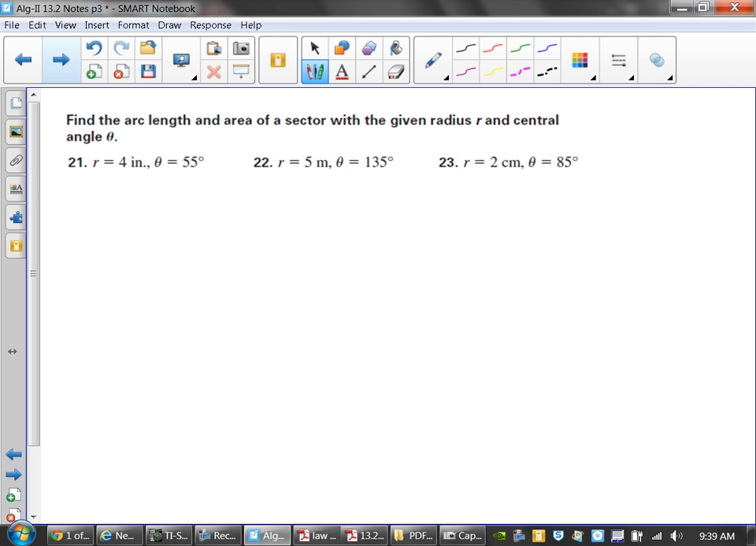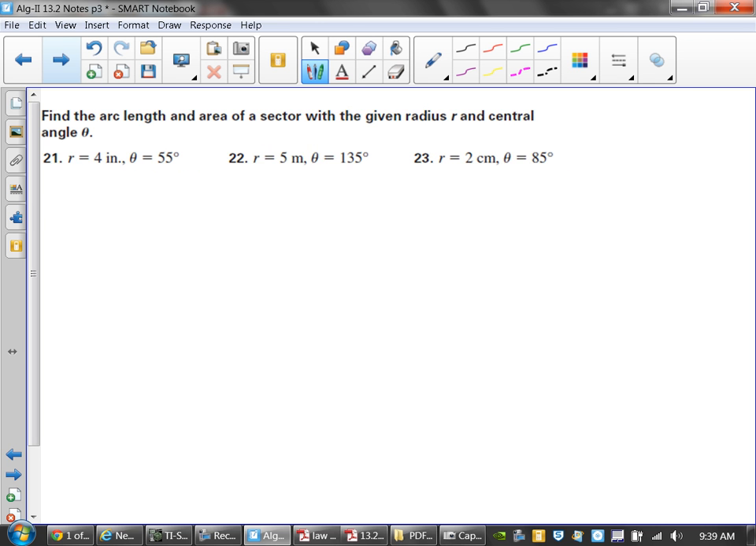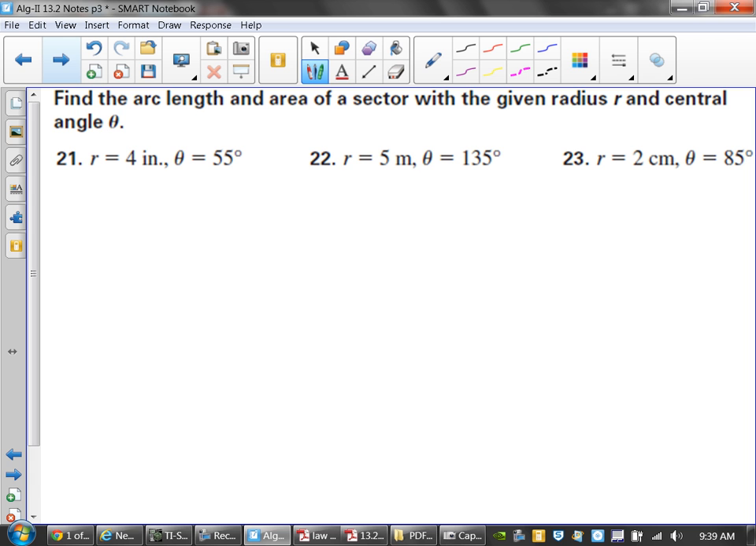And these are what the questions will look like. Again, they'll say the radius is 4, theta is 55, find the area, and find the arc length. So the arc length is S equals R times theta, and the area of the sector is 1/2 R squared theta. As long as you remember that theta is always written out in radians, it's very, very straightforward.